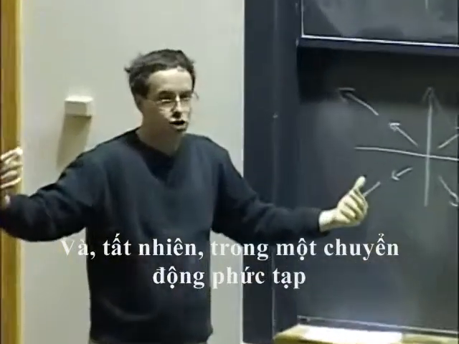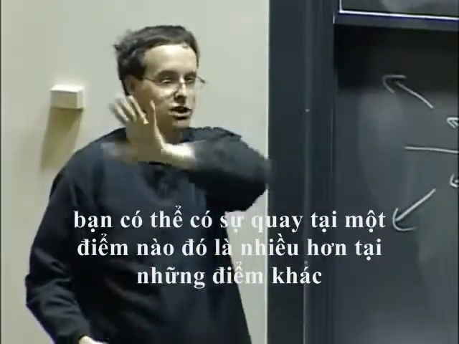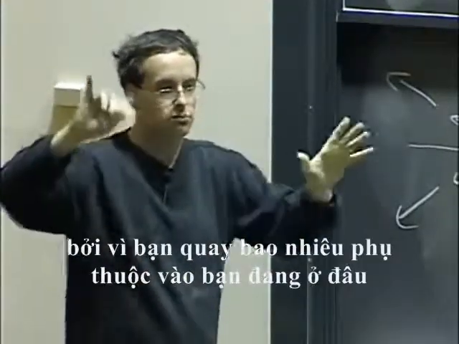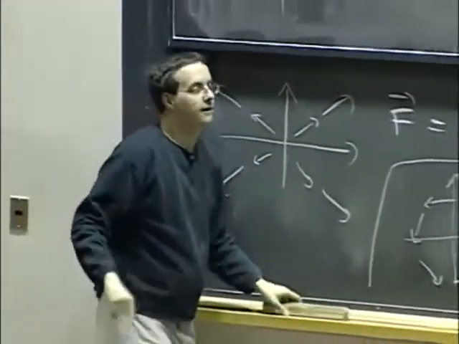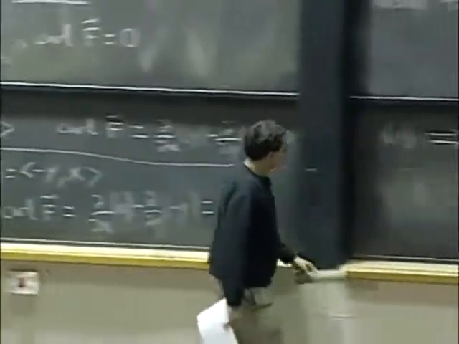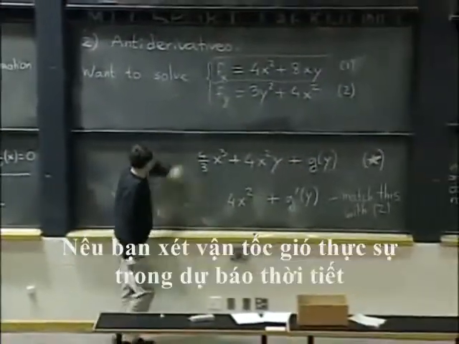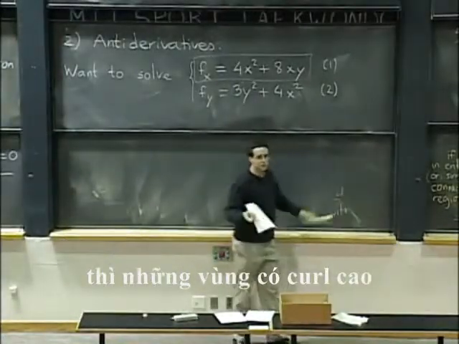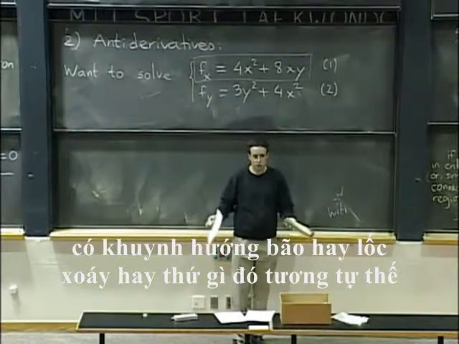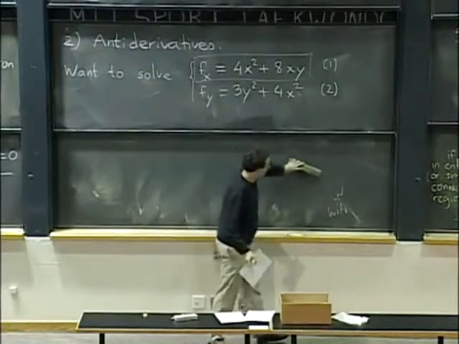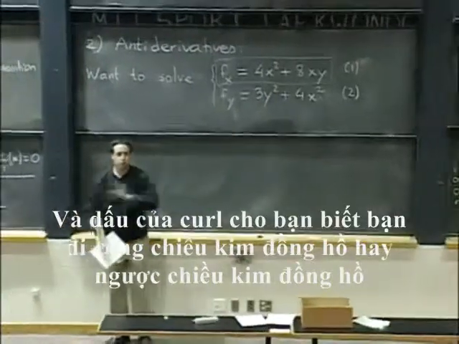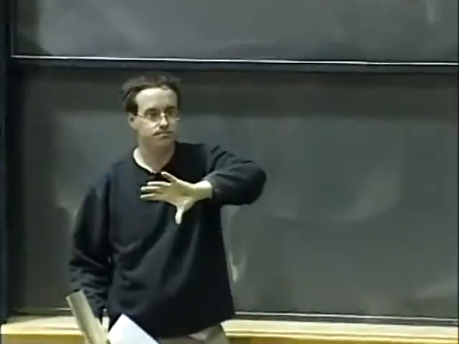And of course, in a complicated motion, you might have more rotation at some points than at others, which is why the curl will depend on x and y. It's not just a constant, because how much you rotate depends on where you are. So if you're looking at actual wind velocities in weather prediction, then the regions with high curl tend to be hurricanes or tornadoes or things like that. They're not very pleasant things. And the sign of the curl tells you whether you're going clockwise or counterclockwise.